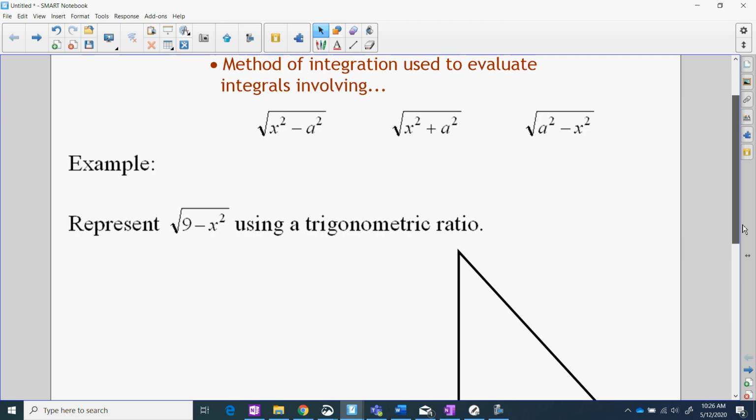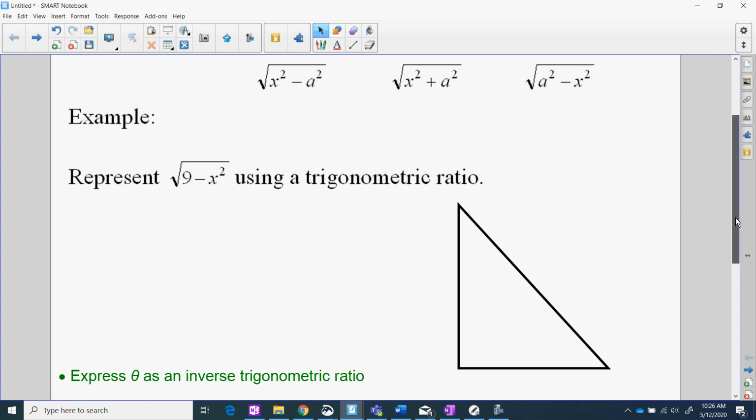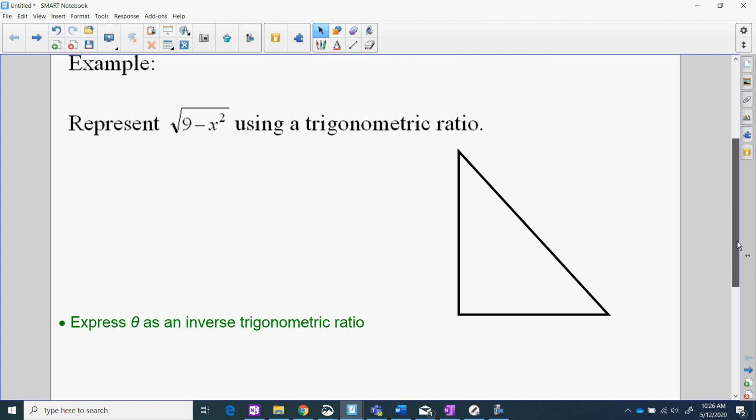Well, the first thing we're going to do is look at how we represent these types of expressions on right angle triangles. We've done this before, I can't remember where it was, but somewhere we talked about this before. So I'm going to refresh your memory on how to use right angle triangles to represent algebraic expressions.